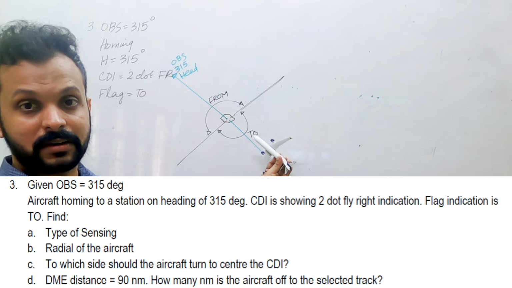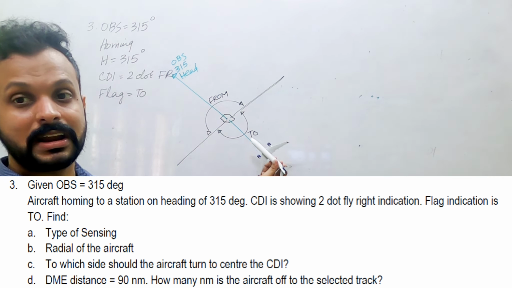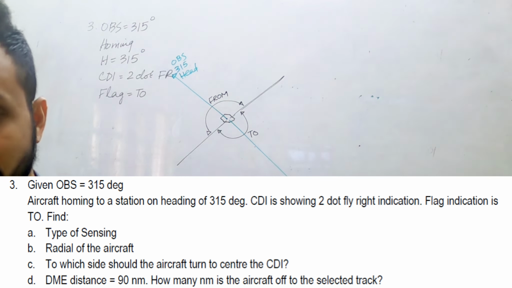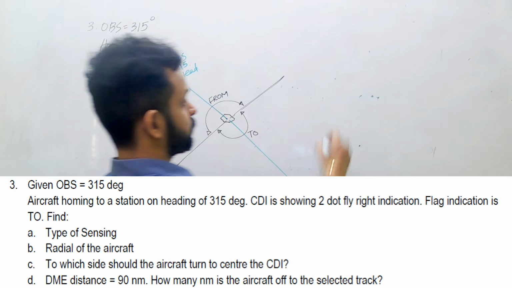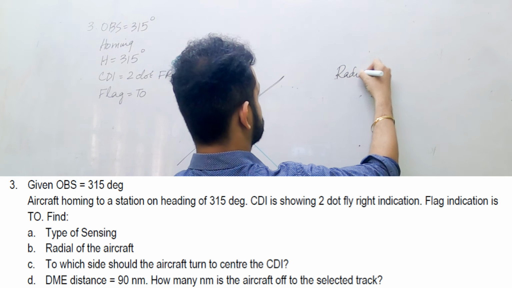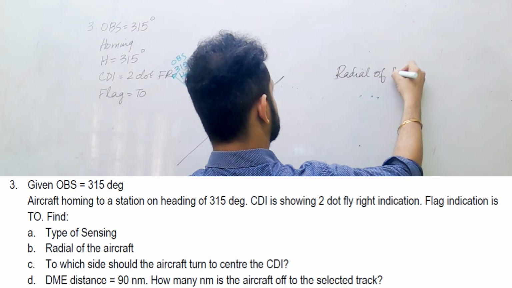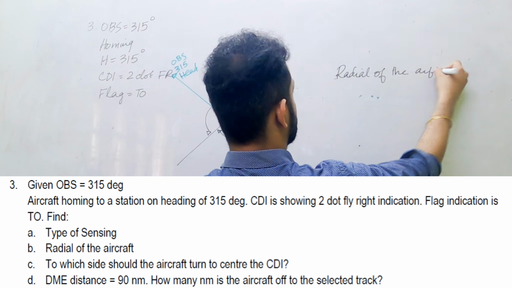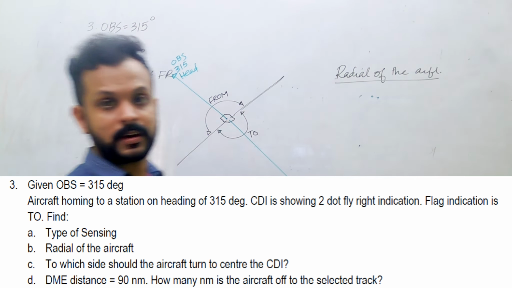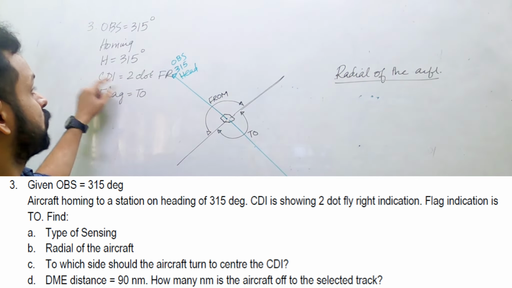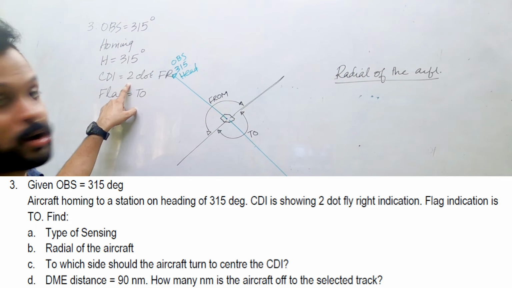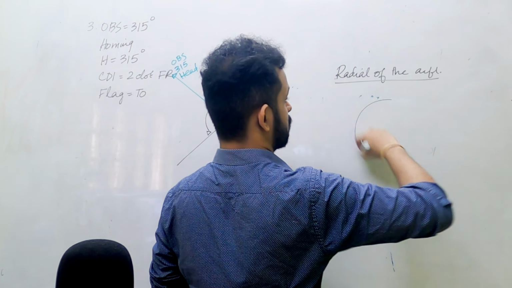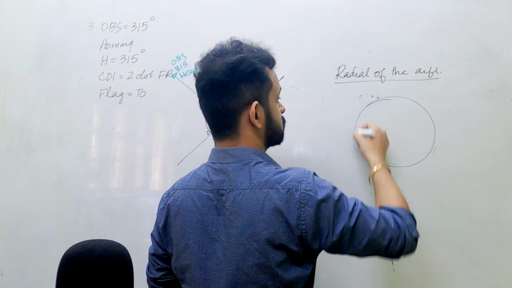Now to place the aircraft, I should probably know which radial the aircraft is on. So you have to find out the radial of the aircraft. And how will you find the radial of the aircraft? In your question, you are given the CDI indication as 2 fly right. So let's draw the CDI indication. 4 degrees off. That's right.